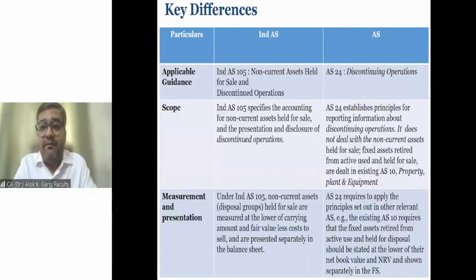Coming to the difference between IFRS 5 and Ind AS 105, there is no difference. Between Ind AS and AS, as I told you, accounting standard 24 only talks about discontinued operation, but Ind AS 105 covers non-current asset held for sale and discontinued operation, right? In Ind AS 105, detailed guidance is given for classification as held for sale. But in AS 24, it only talks about discontinued operation, and non-current asset held for sale is covered under AS 10 and AS 26, right?